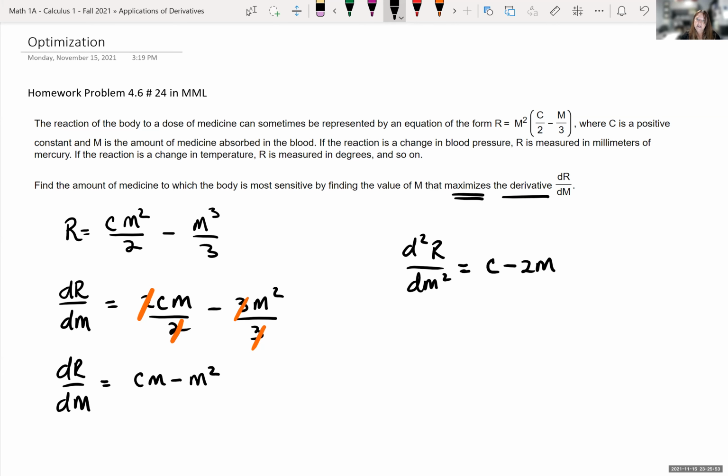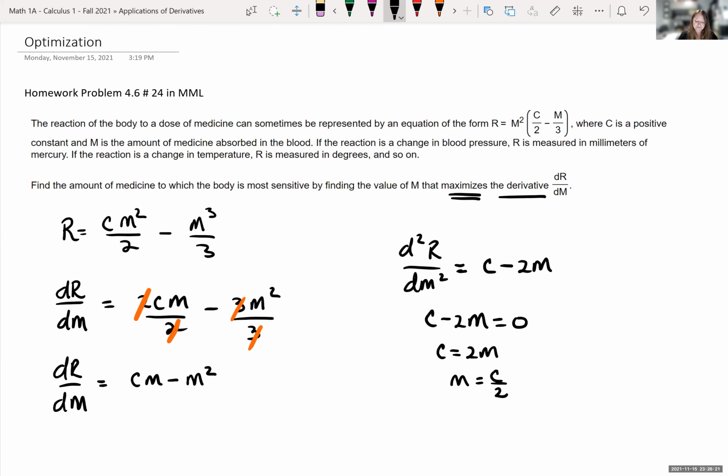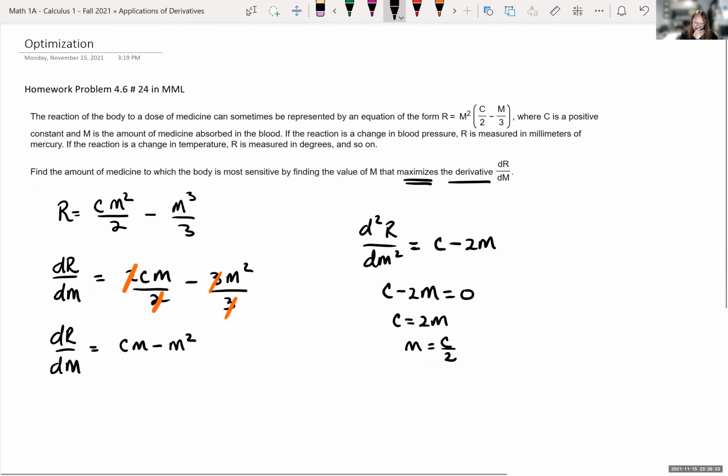Recall, to find our critical values, we set that derivative, in this case our second derivative, equal to 0. So if I look at this, I get C is equal to 2m, or m is equal to C divided by 2. So let's see if this maximizes this. We can look at the second derivative test. In this case, it would actually be the third derivative, to see if this is a maximum or a minimum.